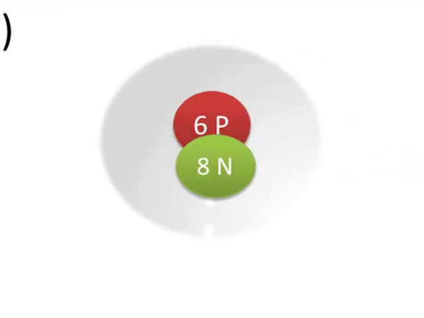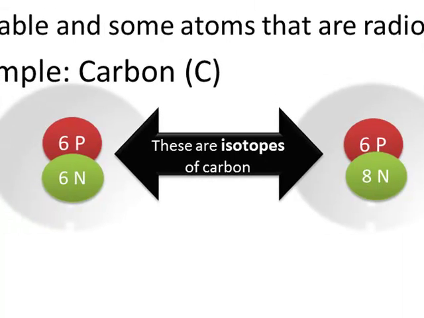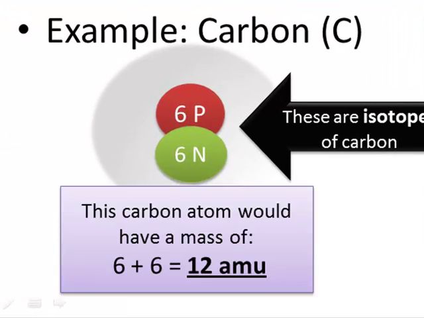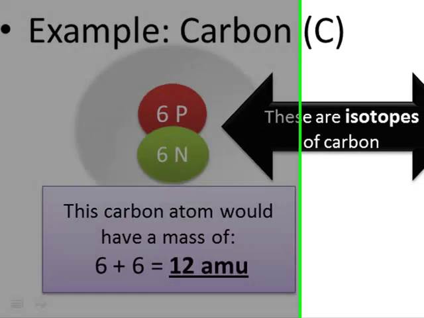We say that these two different versions of carbon are isotopes of carbon. In other words, they're atoms that have the same number of protons, but the number of neutrons is different. The carbon atom on the left would have a mass of approximately 12 AMU, because we know that both protons and neutrons weigh approximately 1 AMU apiece. So adding up 6 protons and 6 neutrons, I've discovered that this carbon has a mass of 12 AMU. And in turn, I would refer to this as carbon 12.